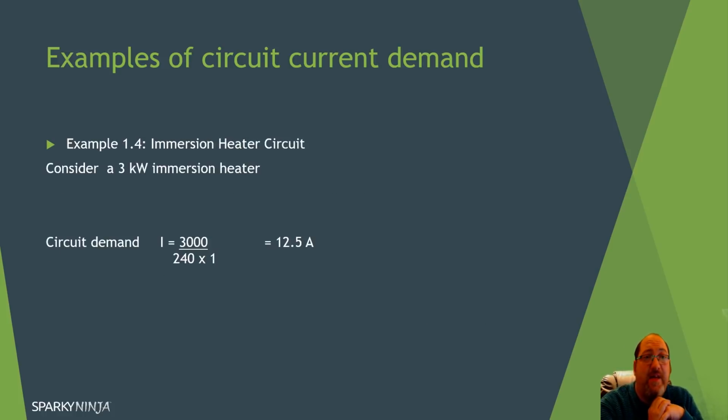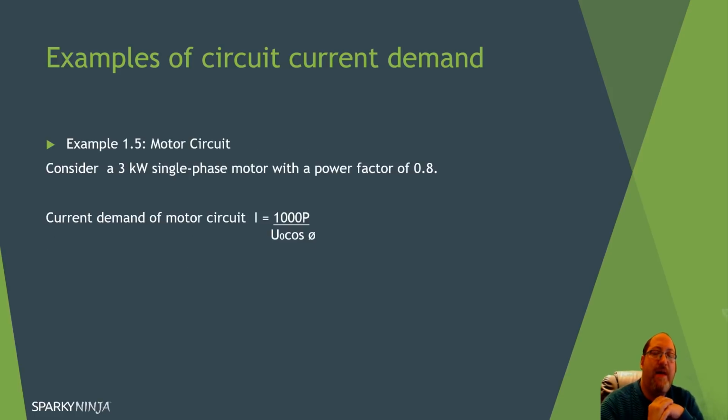1.4 immersion heater, 3 kilowatt. That's just 3000 over 240 is 12.5 amp. There's no problem with that one. Motor has a power factor of 0.8 due to the lack of the back EMF. So we now are going to use this cosine theta.